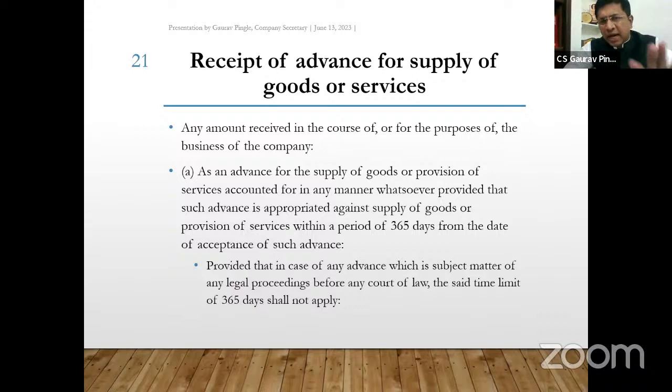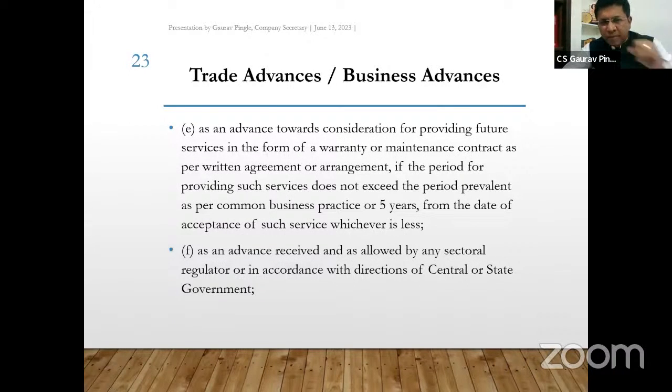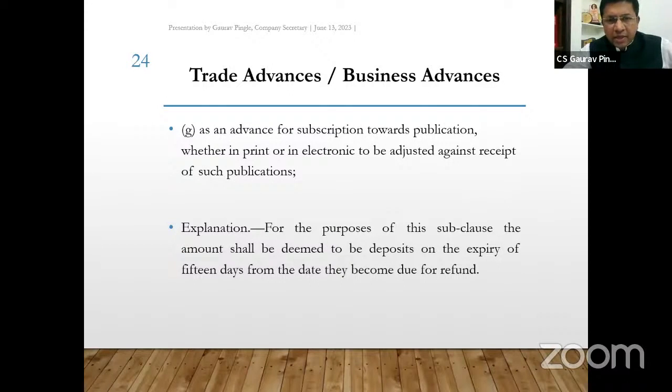I know it's difficult to explain or understand. It's not difficult to explain, but if you have any queries, you can put them up over here for 365 days. Then there are trade advances. They have given some examples over here. You can go through them in the rules. I can share the PPT as well with Taxmann, and the same can be circulated.